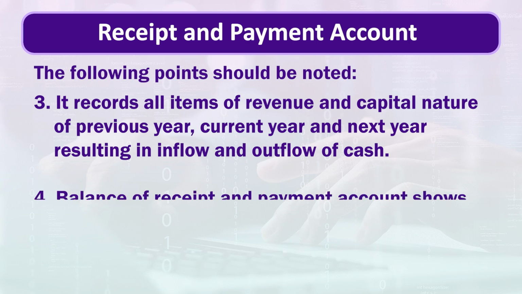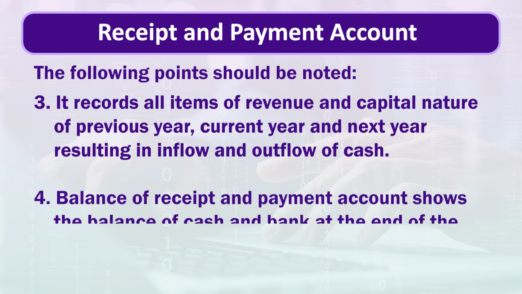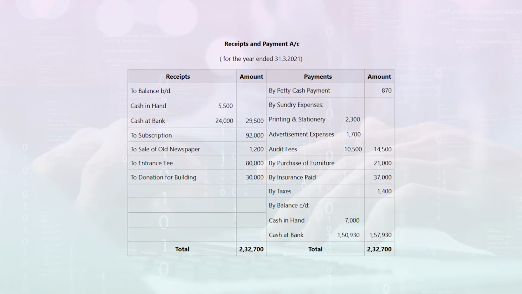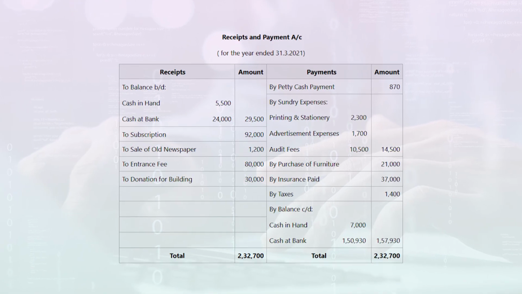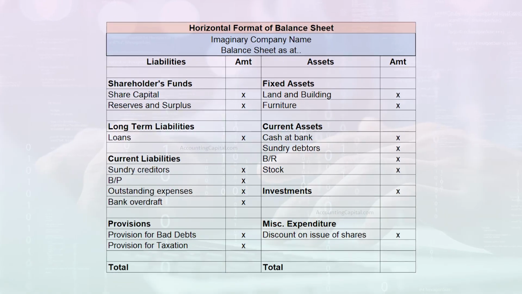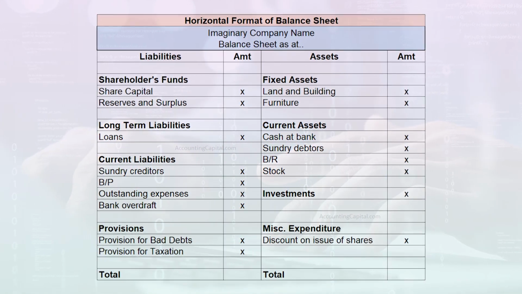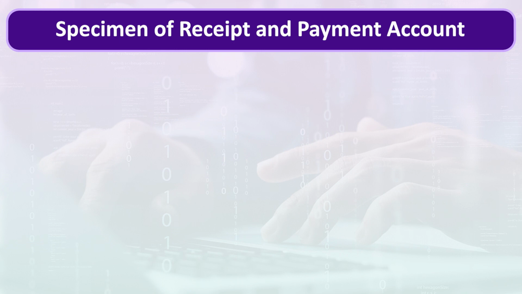4. The closing balance of receipt and payment account shows the balance of cash and bank at the end of the period under consideration. Cash balance always has a debit or zero balance. Cash balance would appear on the asset side in the balance sheet, but in case of bank balance it may be debit or credit. Debit bank balance would appear on the asset side of the balance sheet, and credit bank balance is a bank overdraft and would appear on the liability side of the balance sheet. Let us see a specimen of receipt and payment account.